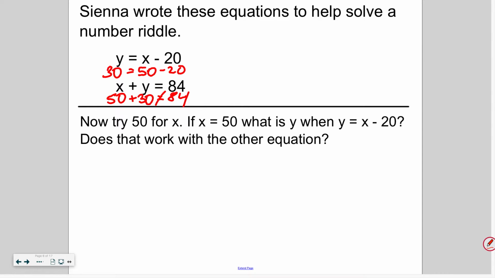For the system? No. No, because if it's not a solution for both, it's not a solution for the system. It could be a solution for just one of them, but that's not what we need. In this unit, we need it to be a solution for both.